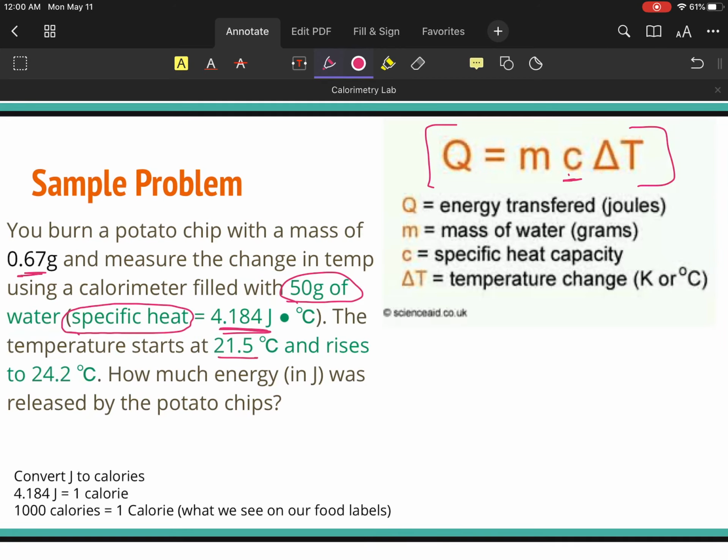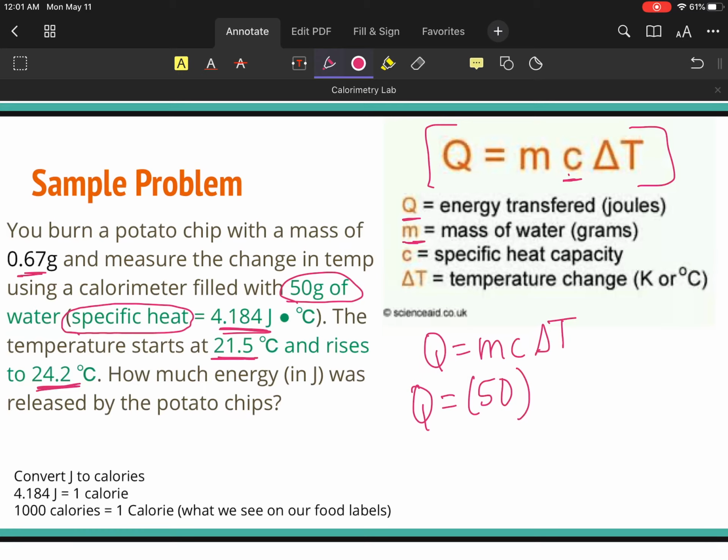We're given our temperature. We start at 21.5 and we rise, right? We've heated up our water with energy to 24.2. So we're trying to figure out how many joules, how much energy was in our potato chips. So I have my formula. Q, that's what we're looking for. The mass says mass of water. This is always what you're actually measuring the temperature of. Since I'm measuring the temperature of my water, I'm going to use the mass of water, so that would be 50 grams.